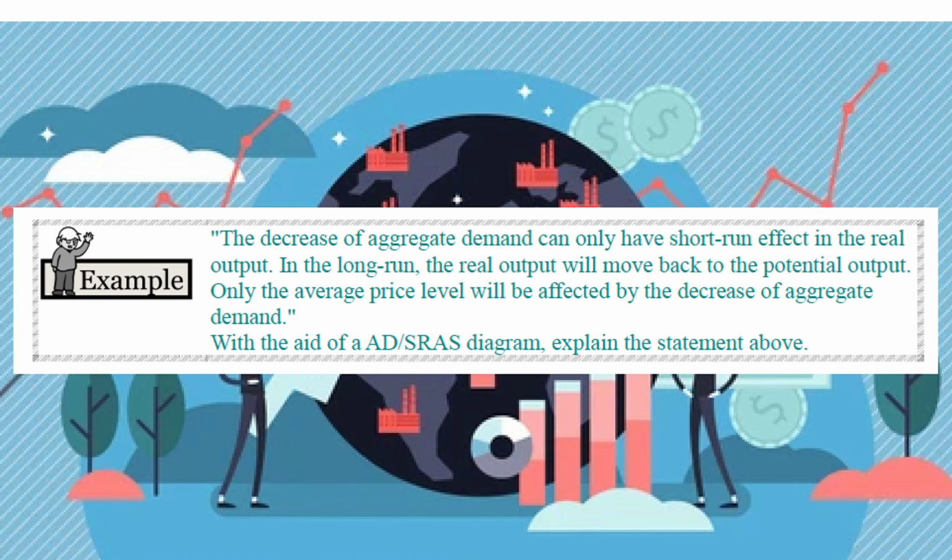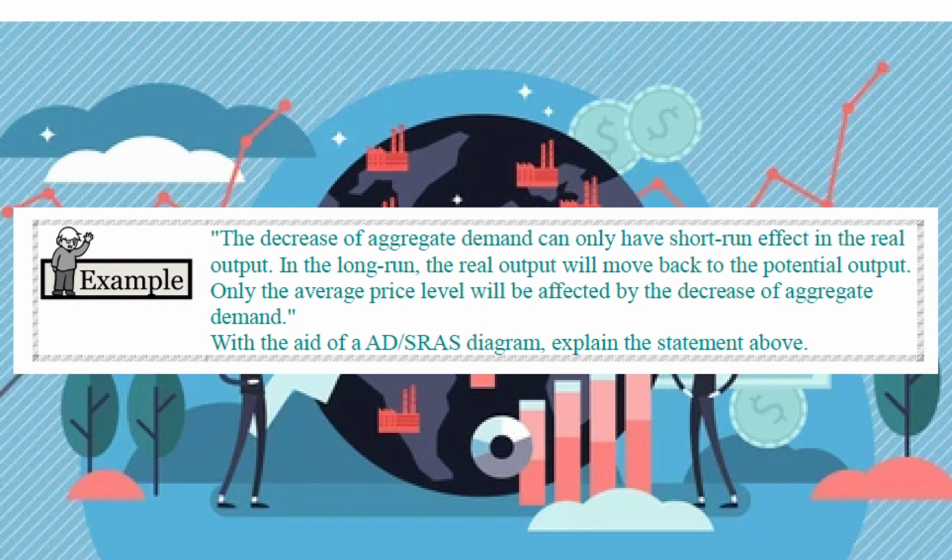Okay, try to answer this one. The decrease of aggregate demand can only have a short-run effect on the real output. In the long run, the real output will move back to the potential output. Only the average price level will be affected by the decrease of aggregate demand.